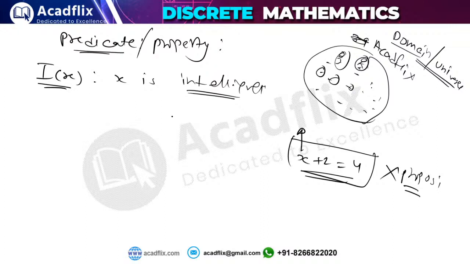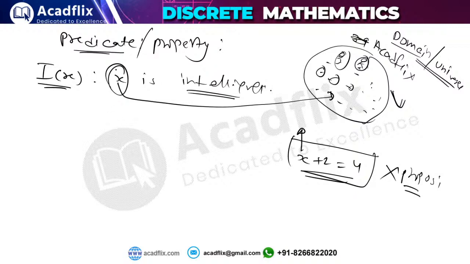Let's assume that some students are more intelligent, some students are less intelligent. Or you can assume that all students are intelligent. Basically, I(x) means x is intelligent. Now this is a property. Right now my domain is this. Remember, always focus on this domain, because this variable x will take values from this domain.